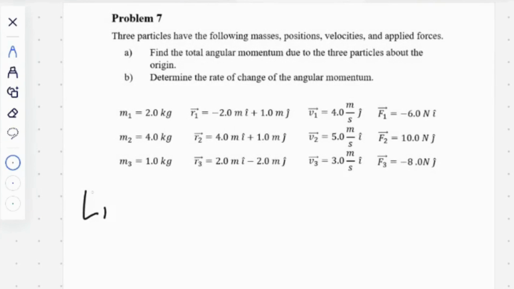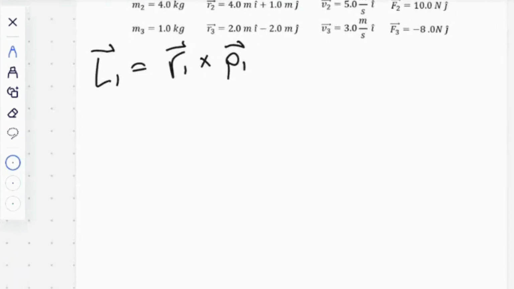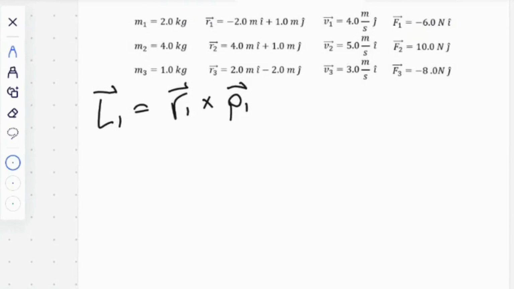So the equation off the handout here that we're going to take is angular momentum is equal to the position crossed with the linear momentum. So first thing we're going to need is linear momentum of all 3 of these particles. So let's start with that. So the equation for that's just going to be mass times velocity.